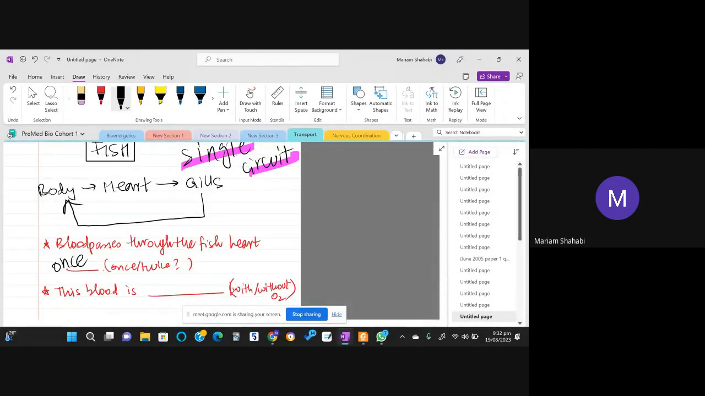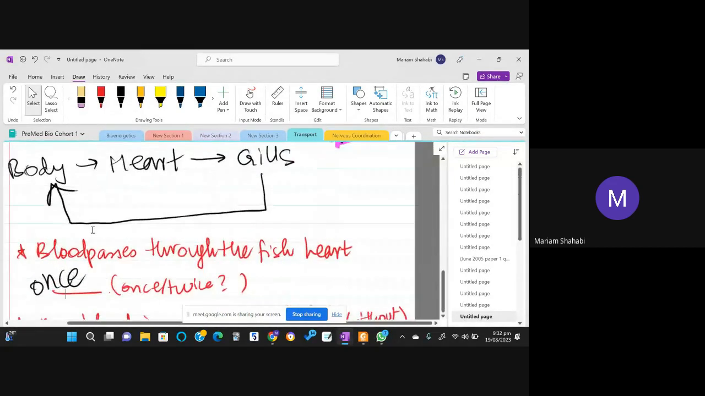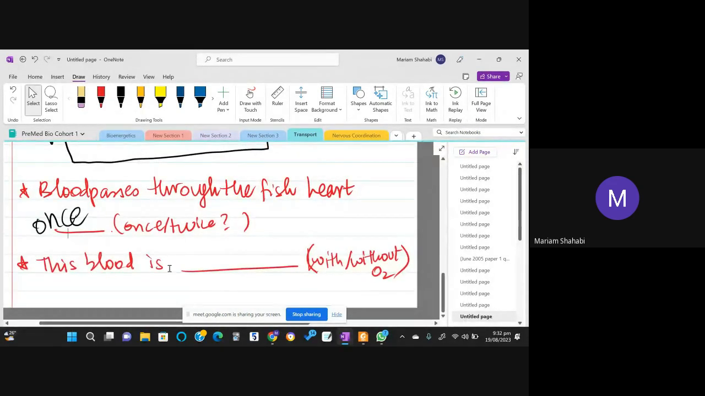And now someone answer this question. इतना तो मैंने बता दिया कि blood passes through the fish heart once. And अब जब heart से जो blood जाएगा, will that be oxygenated or deoxygenated?